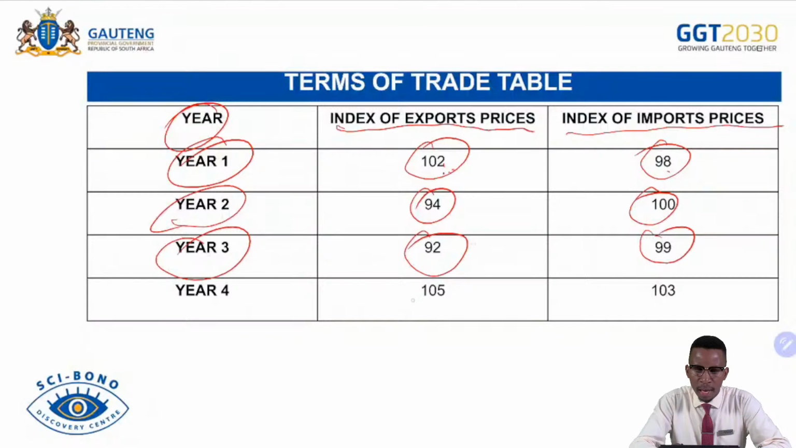Year number 4, export prices increased to 105, while import prices increased to 104. This also indicates the positive trend of terms of trade, because if export prices are increasing faster than import prices, that means the increase in the terms of trade.